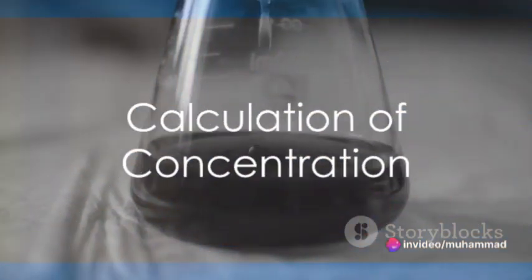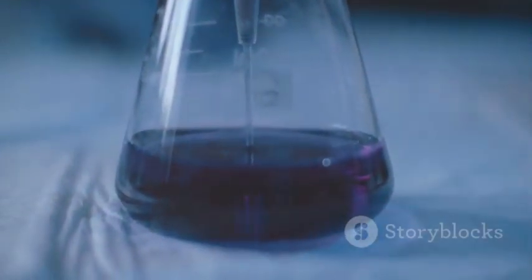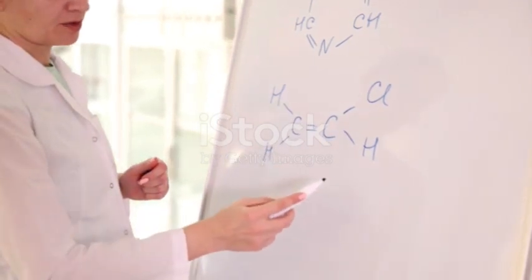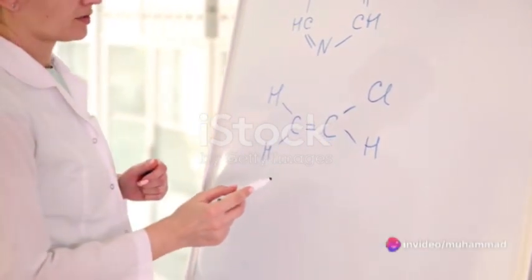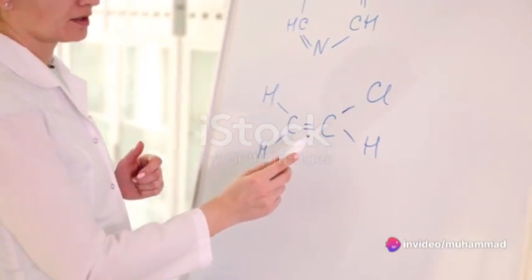Once the end point is reached and the color change occurs, the volume of the titrant used is noted. This volume, along with the known concentration of the titrant and the stoichiometry of the reaction, is used to calculate the concentration of the analyte.